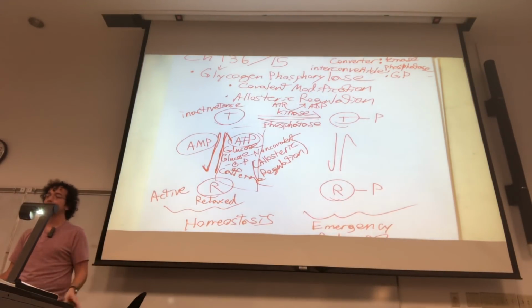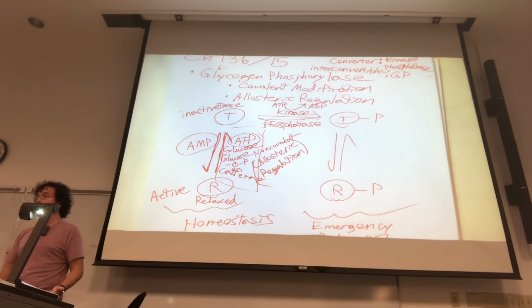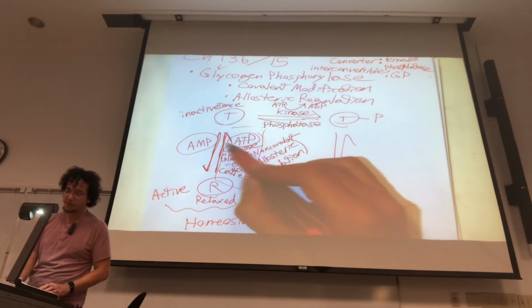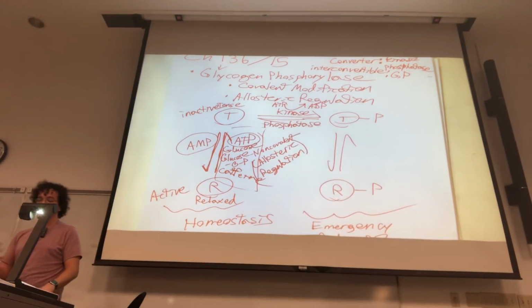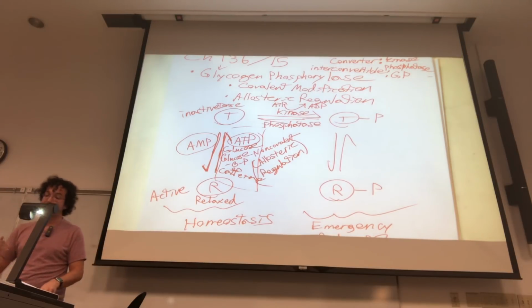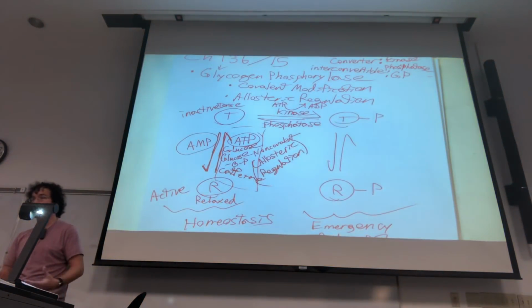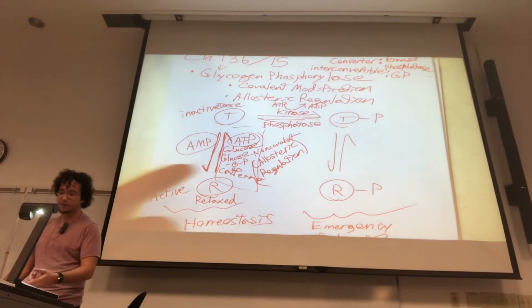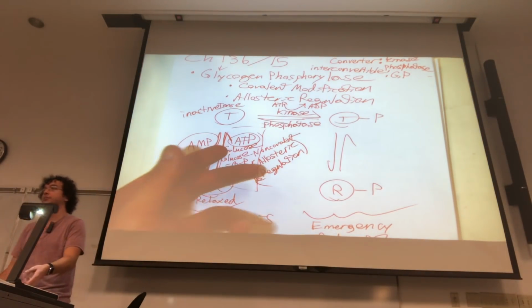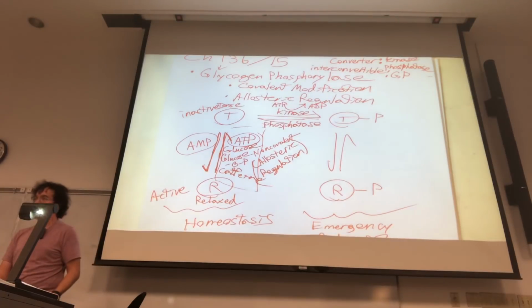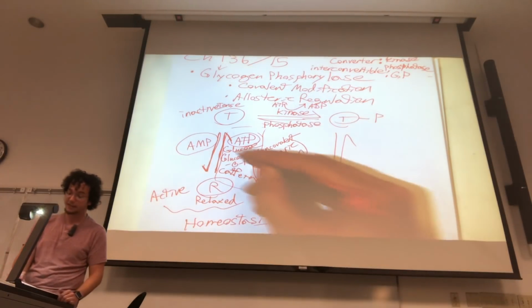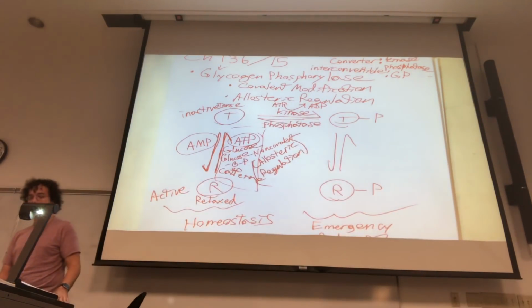If there's already plenty of ATP floating around the cell, why would you need to pull out any more glucose? You already have plenty of energy. It explains why ATP is an inhibitor of this enzyme. It is deactivating it. ATP is shifting equilibrium back up to the tense inactive form here. There's other stuff too. If glucose is already present, why would you need more glucose out of glycogen? I think that makes sense. That is why glucose is inhibiting this enzyme.